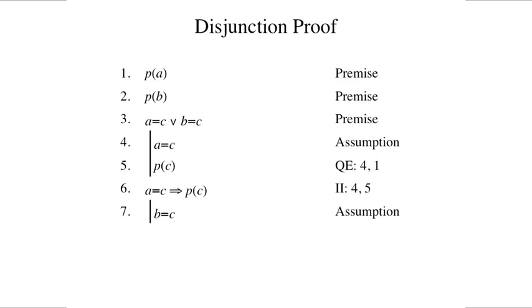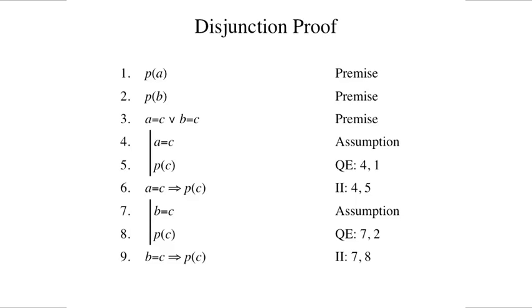Now we start another subproof, this time with the assumption B equals C. As before, we derive P of C, and from this we derive the implication B equals C implies P of C. Finally, we use an OR elimination to combine our two partial results with our disjunction of equations to produce P of C at the top level.